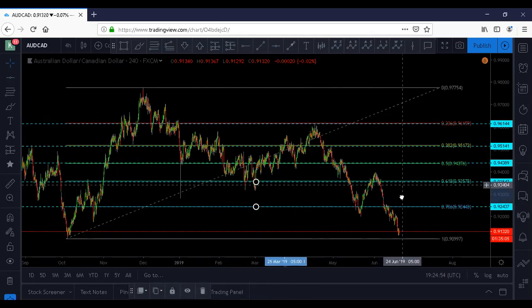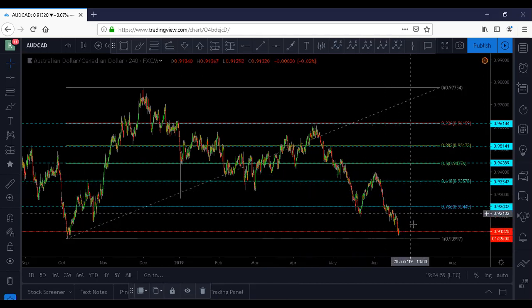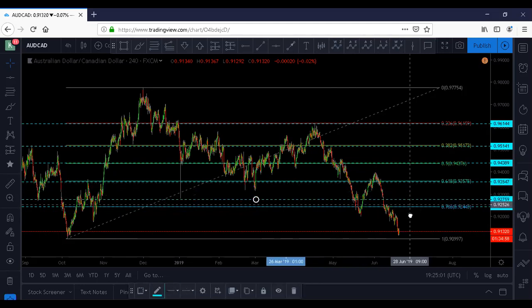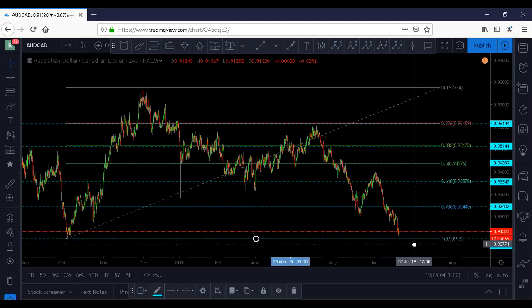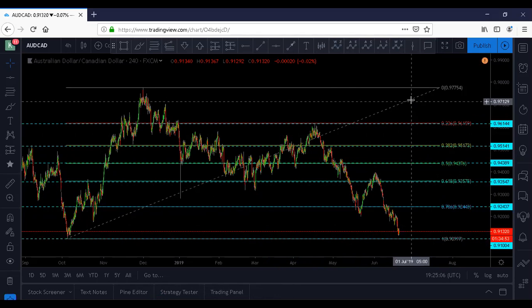Maybe it's a minor zone somewhere there. You see on a lower time frame. Okay, and then we have this 100%.